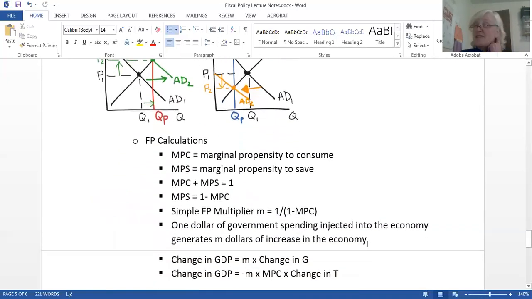Cool. All right, just the last little bit in this lecture, and then I'll wrap up, take a break, and then come back with the monetary policy lecture. There's a little bit of calculation in here. We can actually calculate by how much we need to change government spending, and by how much we need to change taxation. So we have two handy dandy formulas to help us.